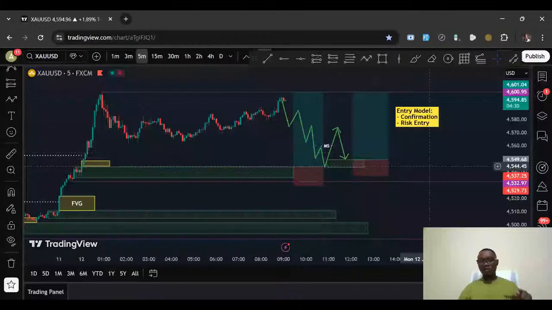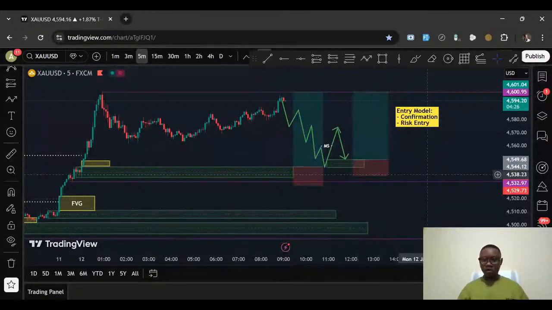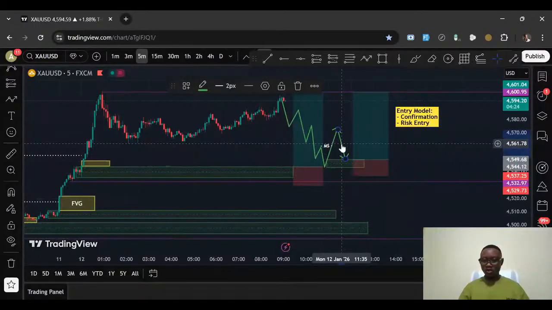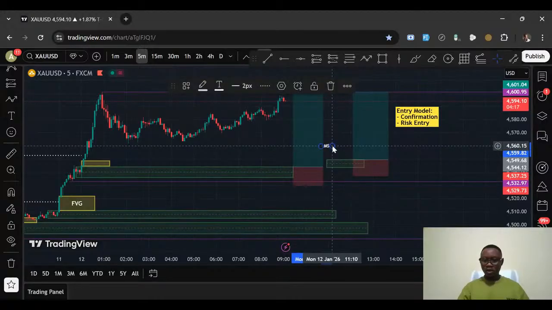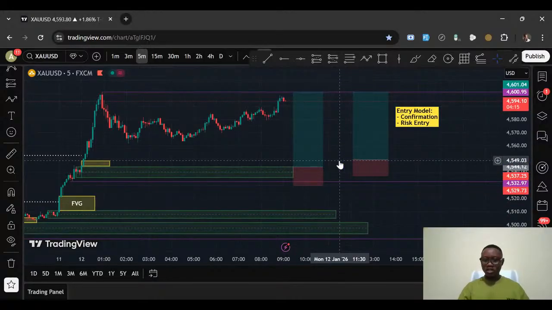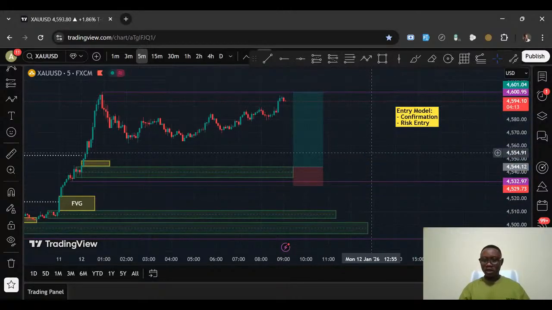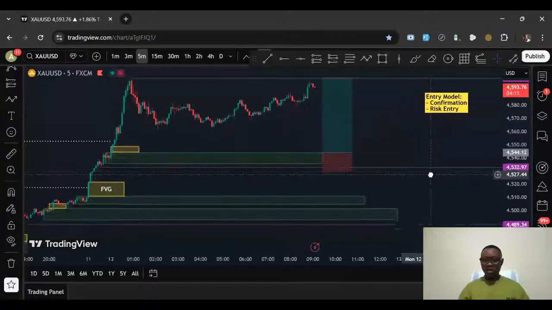Okay, so I think that is it for today. So please take note of these zones in your chart. Let's wait patiently for the market to get to these zones before we execute.